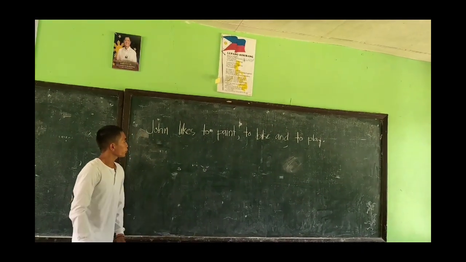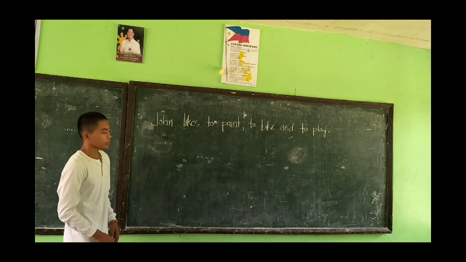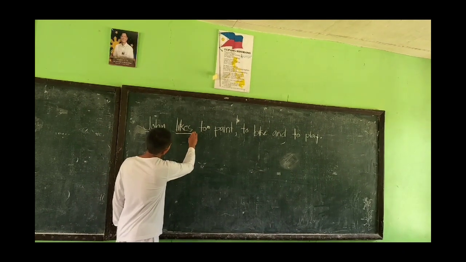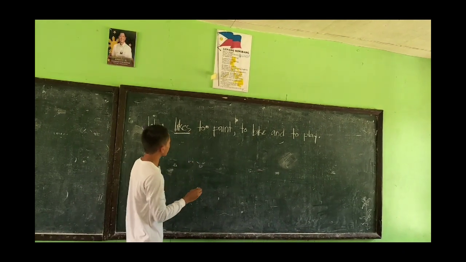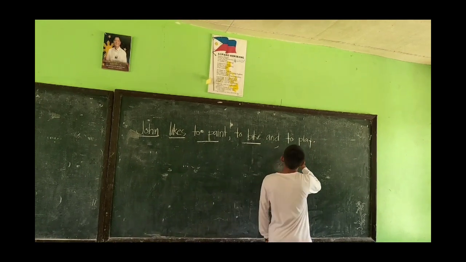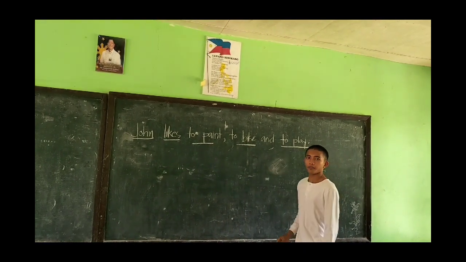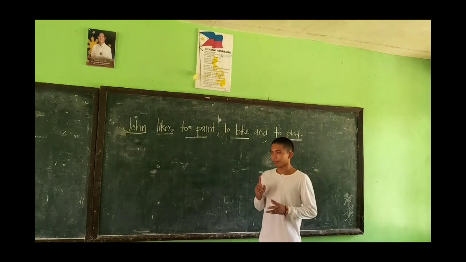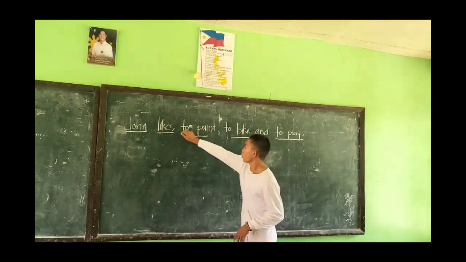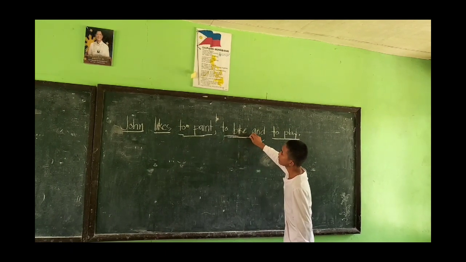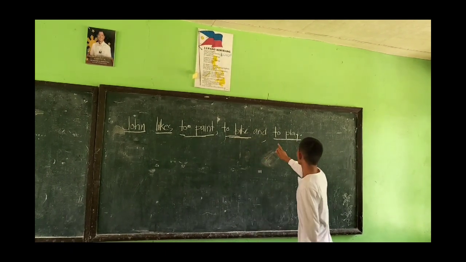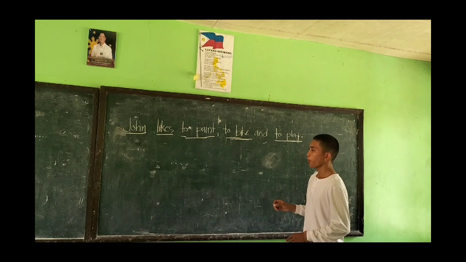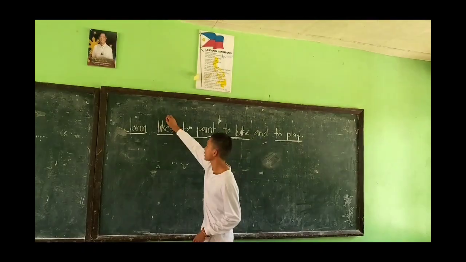John likes to paint, to bike, and to play. John here in the sentence is the subject. Likes is a verb and acts as the main word of the sentence. To paint, to bike, to play are all infinitives. When you say infinitives, the equivalent is to plus verb. To paint, to bike, and to play show parallelism in the sentence because it is what John likes.